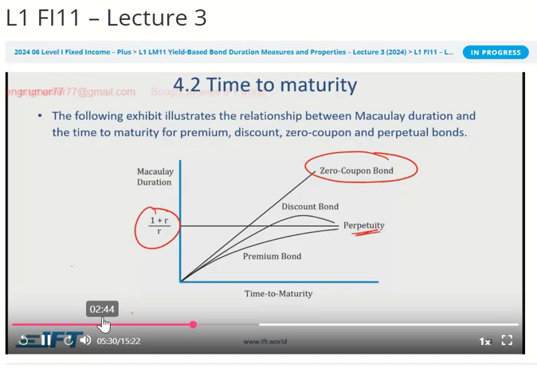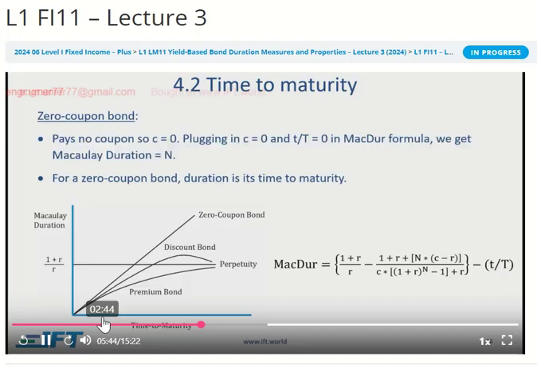Now that's straightforward. Perpetuity is easy to understand. Zero coupon bond is easy to understand. What is interesting is the discount and premium bond, right? And I'll take you through both of those with respect to the formula. So let me just rediscuss your zero coupon bond from the formula.